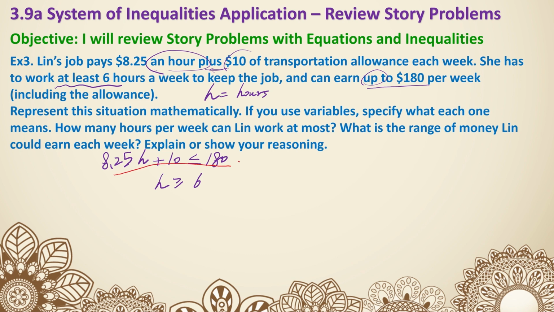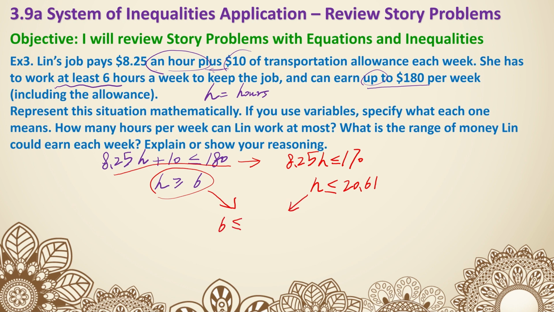For that one, you keep solving, subtracting the 10 over: 8.25H is less than or equal to 170. And divide both sides by 8.25. H is less than or equal to 20.61. But at the same time, H is also greater than or equal to 6. So if you combine them together, we get 6 is less than or equal to H, which is less than or equal to 20.61. Then the most amount of hours she can work is 20 hours.